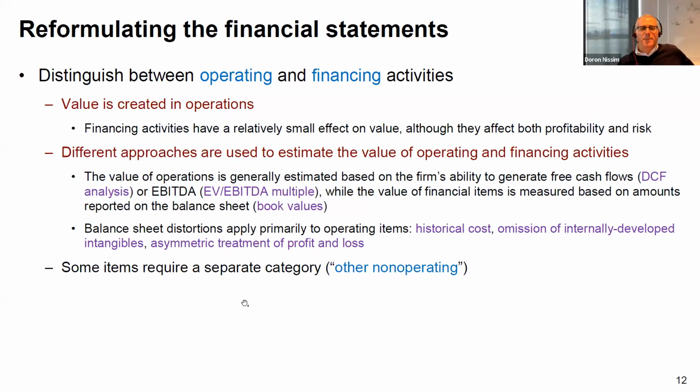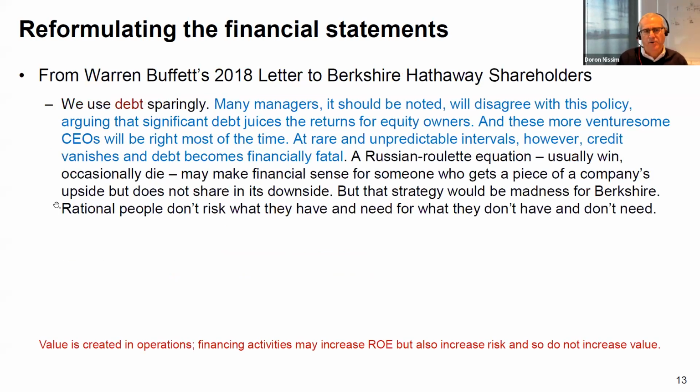Now, we want to distinguish between operating and financing because we think about value creation as happening in operations. Still, financing affects profitability, because if you have leverage, on average, you will have higher profitability, but not necessarily higher value. And we know that to estimate value for financing, we go to the balance sheet. For operating, the balance sheet doesn't give us the true picture, so we need to use either DCF or EBITDA multiples. So this is the underlying motivation for this decomposition.